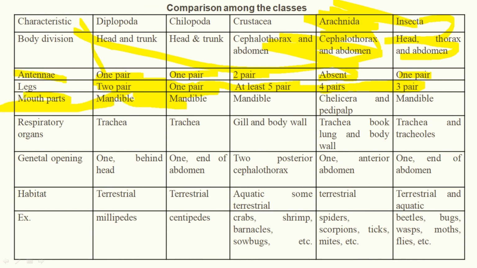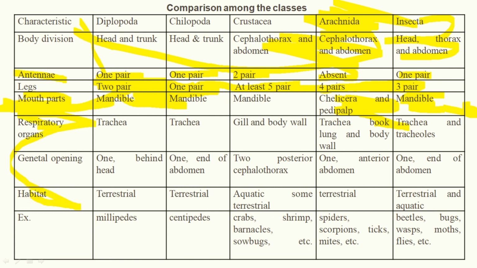Mouth parts: Diplopoda mandible, Chilopoda mandible, Crustacea mandible, Insecta mandible. Why? Because they come under subphylum Mandibulata. But Chelicerata have chelicera and pedipalp. This is easy to remember. Arachnida means Chelicerata, that means they have chelicera. But Insecta, Crustacea, Chilopoda and Diplopoda come under Mandibulata, that means they have mandible.